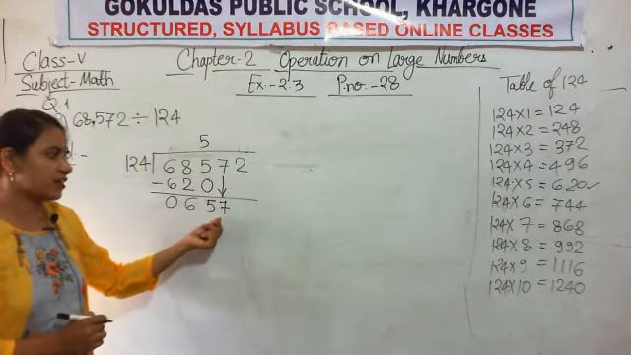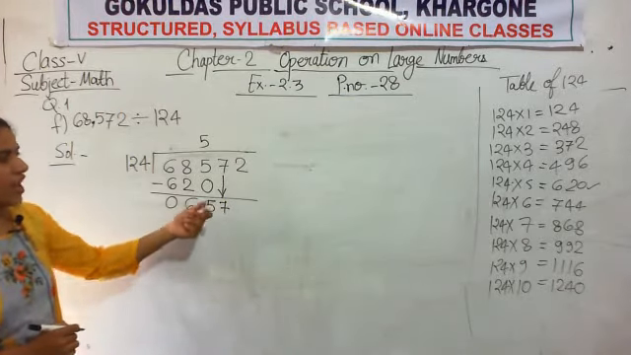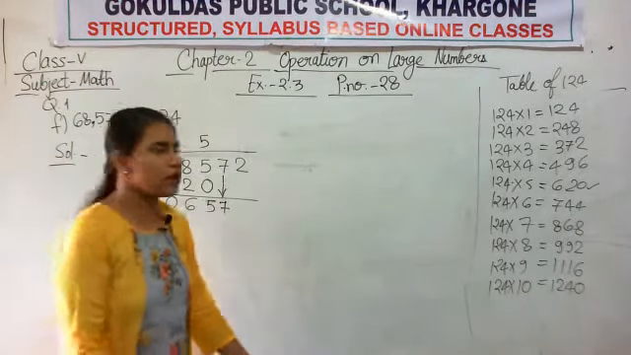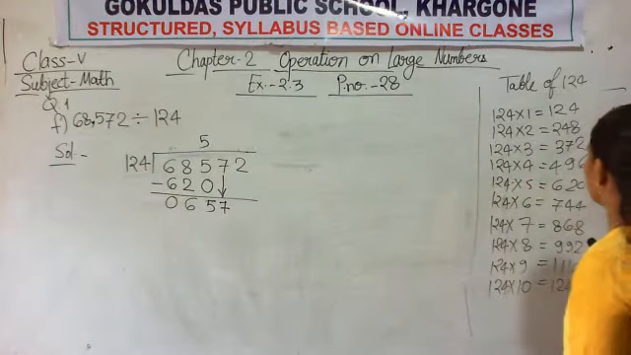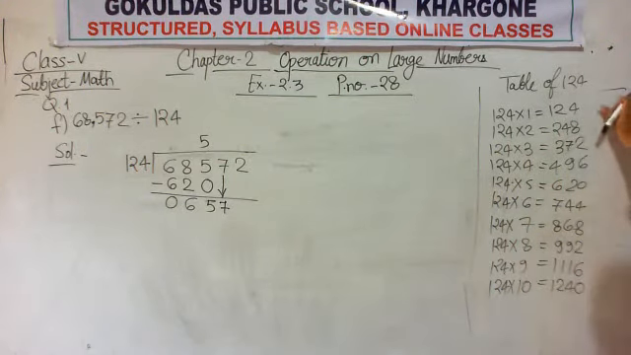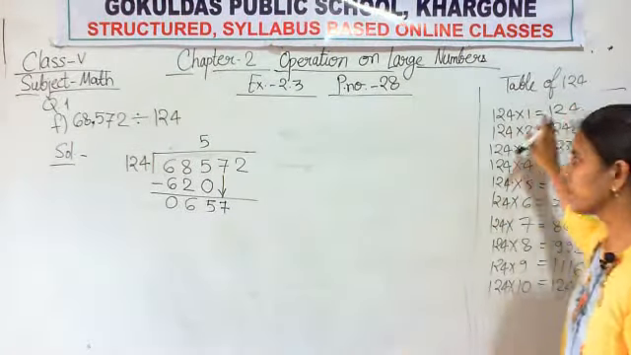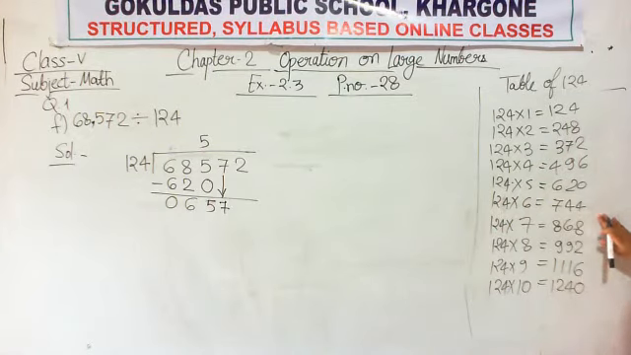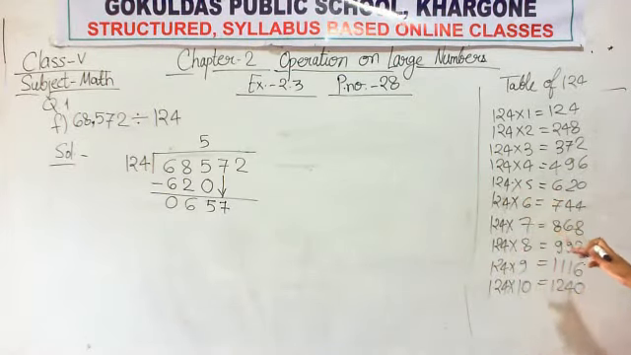Now it is a 3-digit number. Now you can divide. 657. Check in the table of 124. 657 does not come in the table of 124. Then is there any number lesser than 657? Check. Yes, lesser than 657 is the number 620.